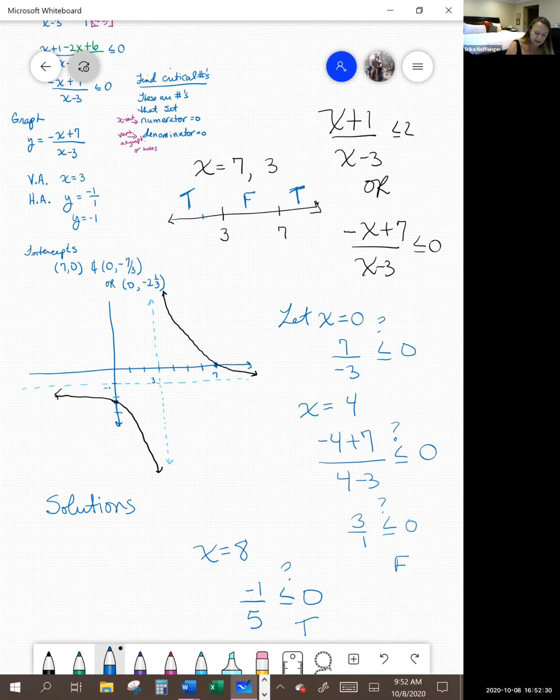So our solution is from negative infinity to 3. Can never include a vertical asymptote. So a parenthesis, union, and then everything from 7 to infinity. And we have the equal to part. This 7 makes it equal 0, so we include it. So bracket 7 to infinity.